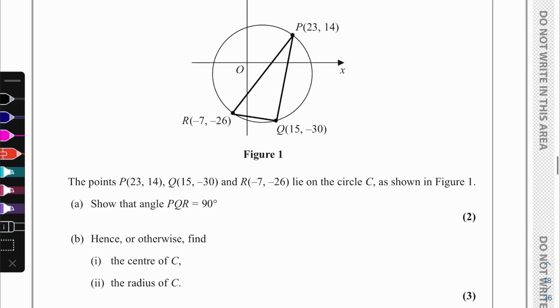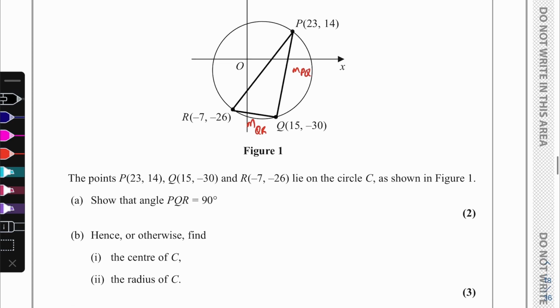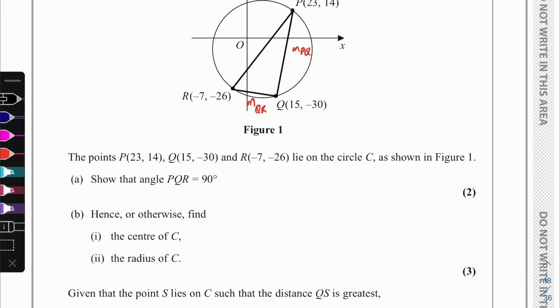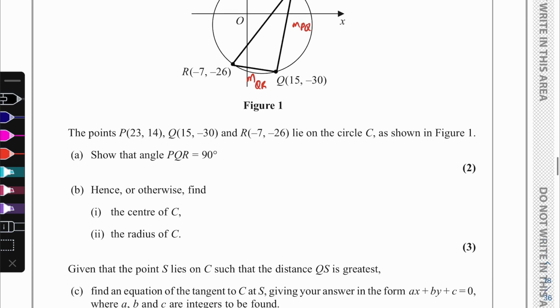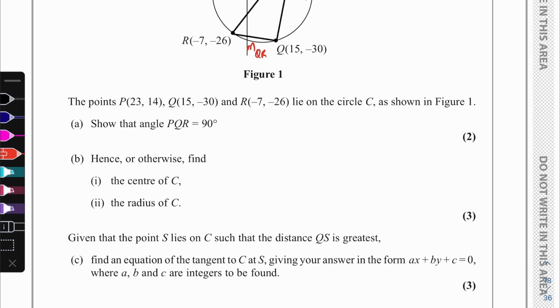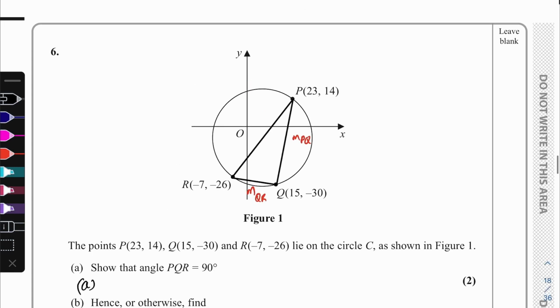So the way we show this is we need to find the gradient of this line, MRQ, and we need to find PQ. And then we need to multiply them to each other, and they should equal minus 1, right? So let's try that. So I'll do part a over here.